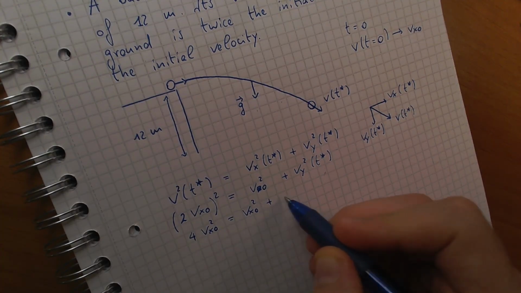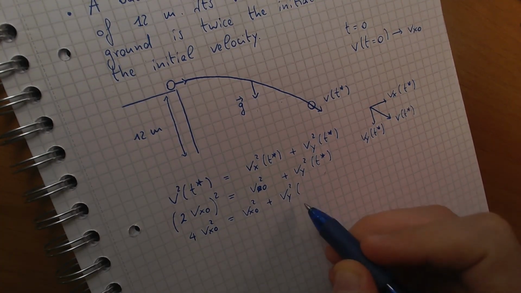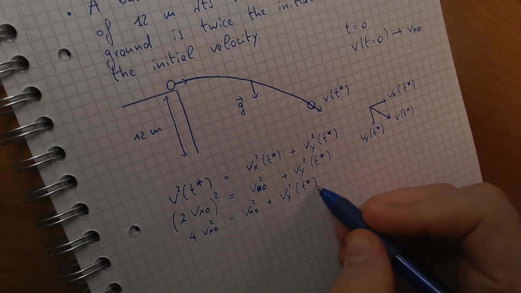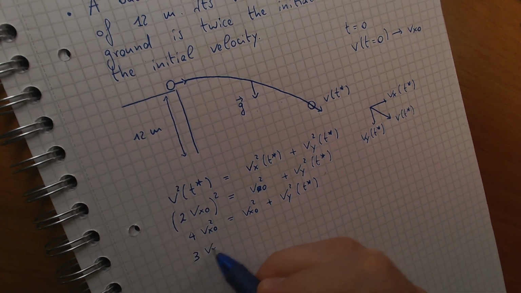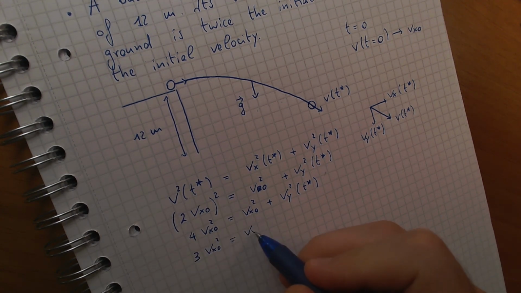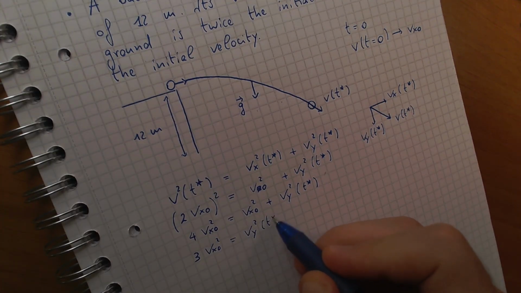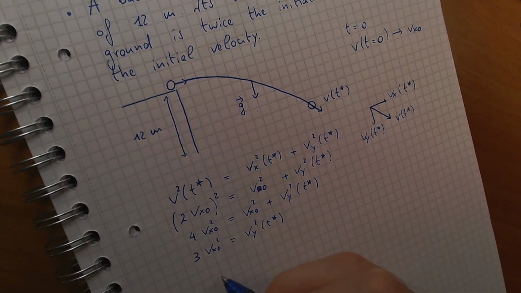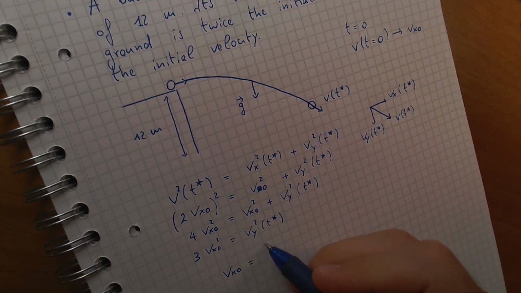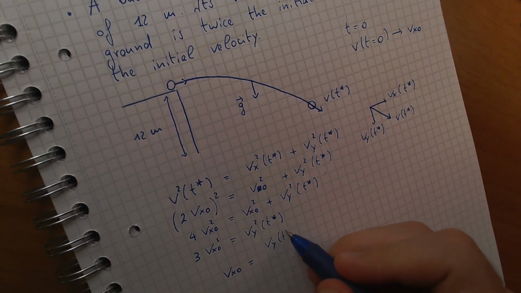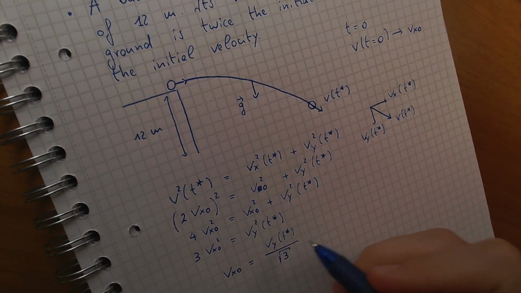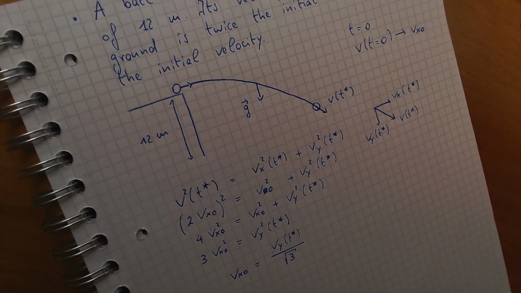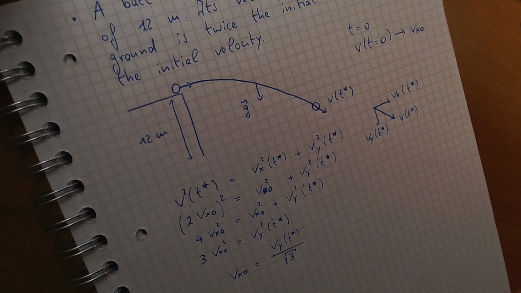equal to Vx0 squared plus Vy squared evaluated at t star. So this means that 3 Vx0 squared is Vy squared, and from here we get that Vx0 is Vy at t star over 3, under square root. Okay, so this is basically our result.